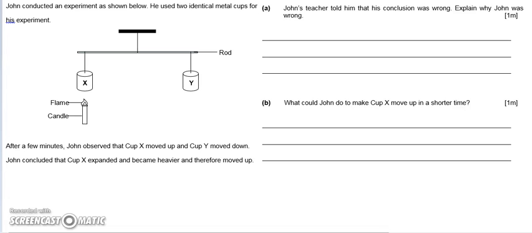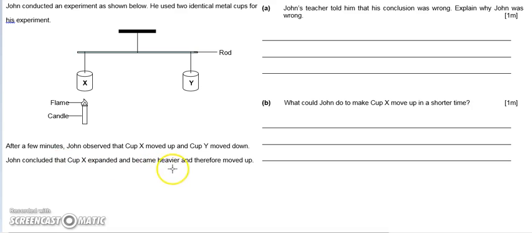Okay, so John conducted an experiment as shown below. He used two identical metal cups for this experiment. Identical metal cups, that means everything about the two cups is similar, from its mass to its weight to its material and so on. Okay, so after a few minutes, John observed that cup X moved up after a few minutes of the candle being lit. Cup X moved up and cup Y moved down.